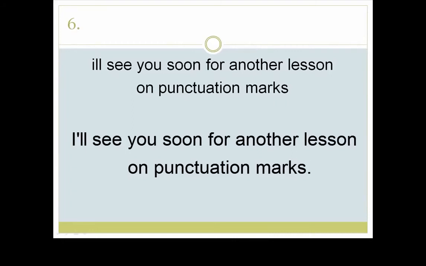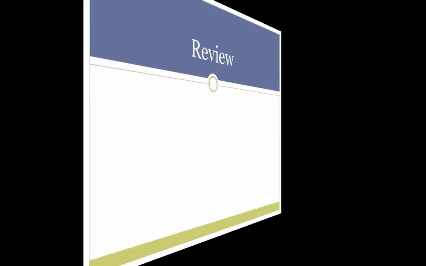If we use a period, it's a neutral sentence, like this. I'll see you soon for another lesson on punctuation marks. With an exclamation point, we're making a statement with stronger emotion. It could read like this. I'll see you soon for another lesson on punctuation marks. There's a difference, isn't there?